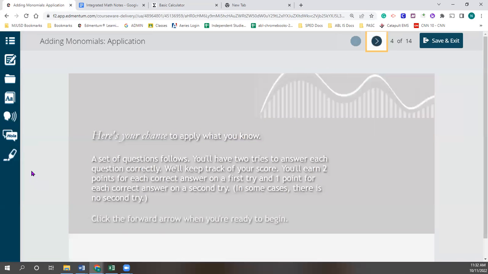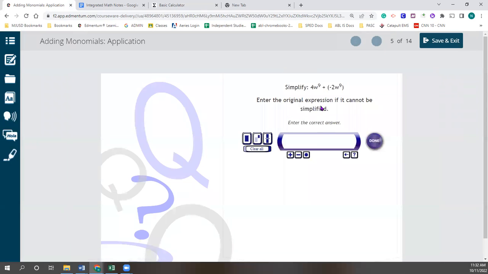Here's your chance to apply what you know. A set of questions follows. You have 2 tries to answer each question correctly. We'll keep track of your score. You'll earn 2 points for each correct answer on the first try and 1 point for each correct answer on the second try. In some cases, there is no second try. In life, you don't get a second quarter. That used to be a commercial. Click the forward arrow when you're ready to begin.